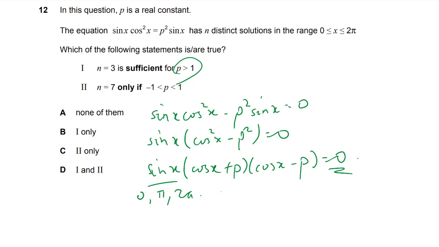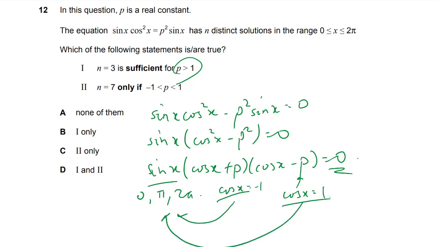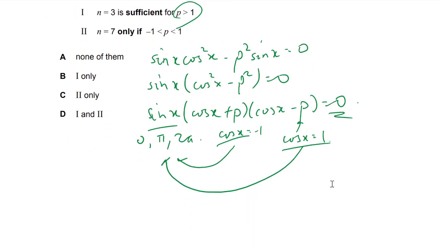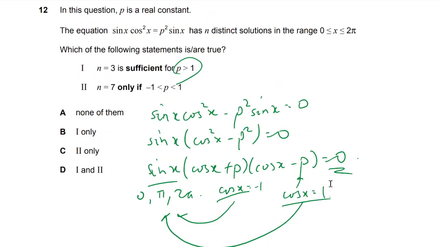I can pick p is bang on 1. What if I pick p is bang on 1? Have a think. So then cos x equals -1, and this one will be cos x equals 1. And these solutions literally overlap with sin x equals 0. So n equals 3 is insufficient for p to be greater than 1, because I can pick p equals 1 and n can still be 3.